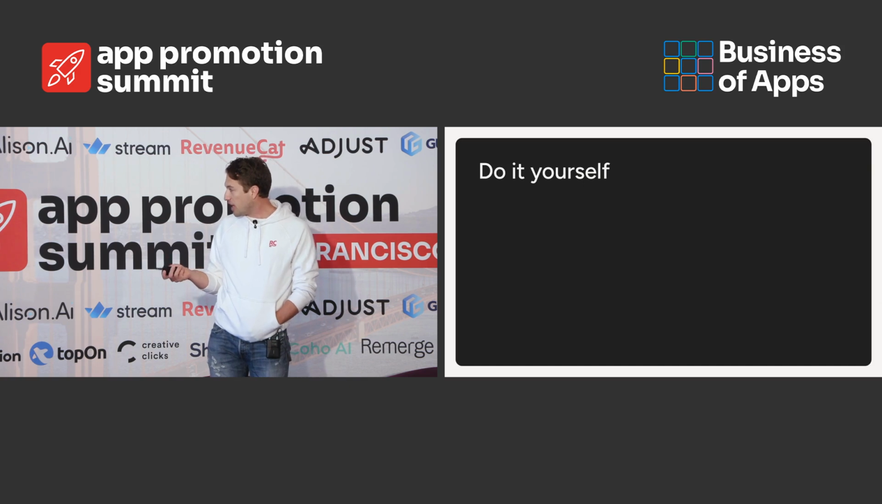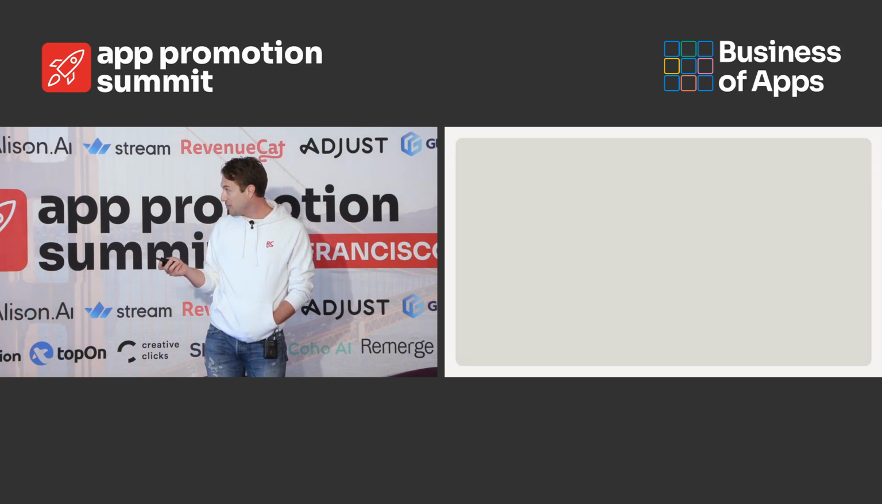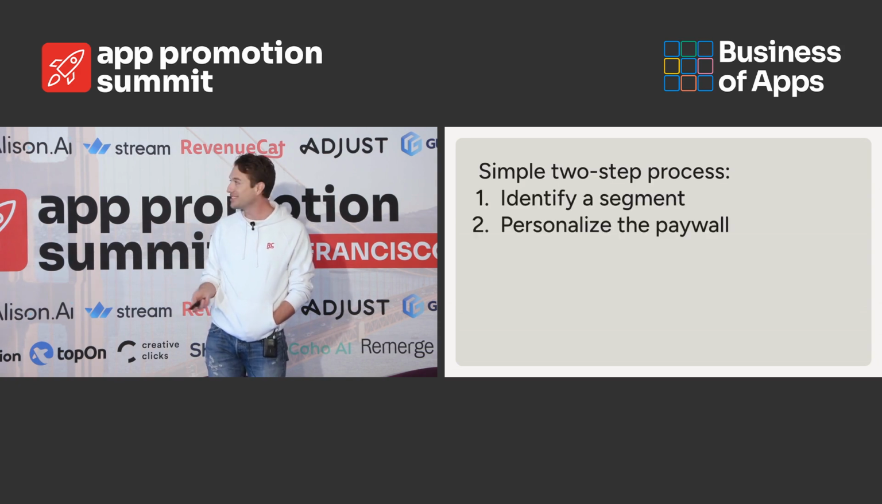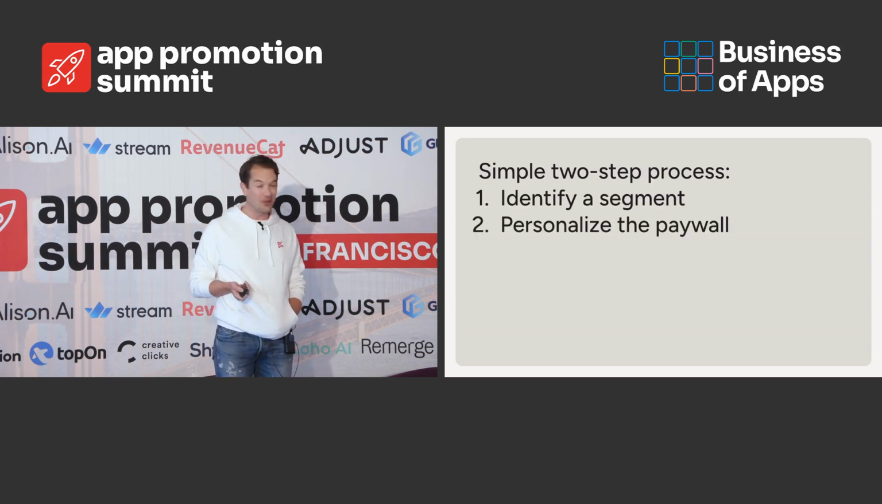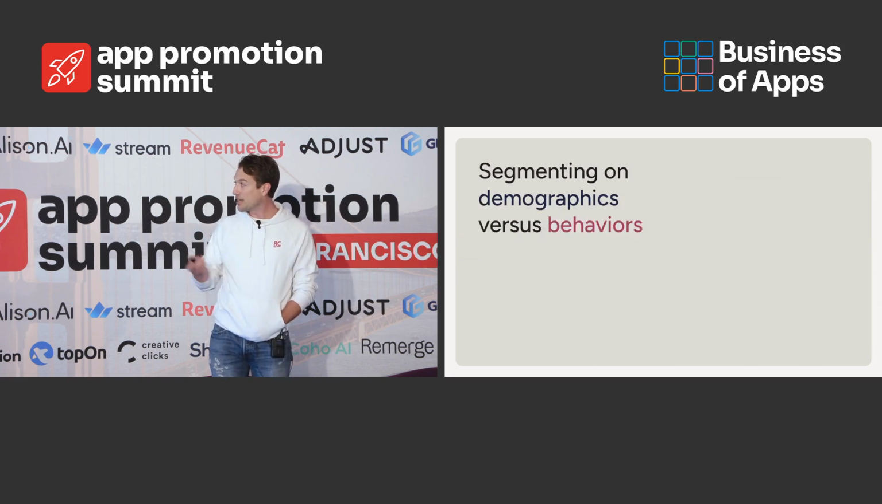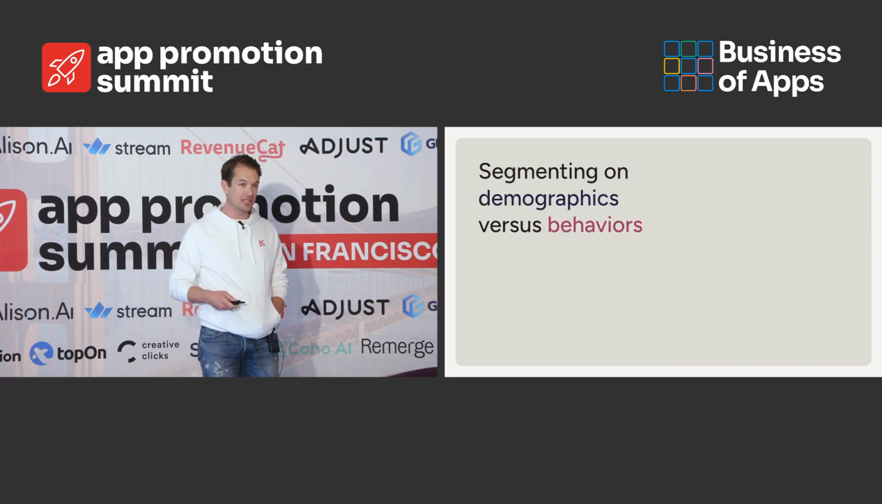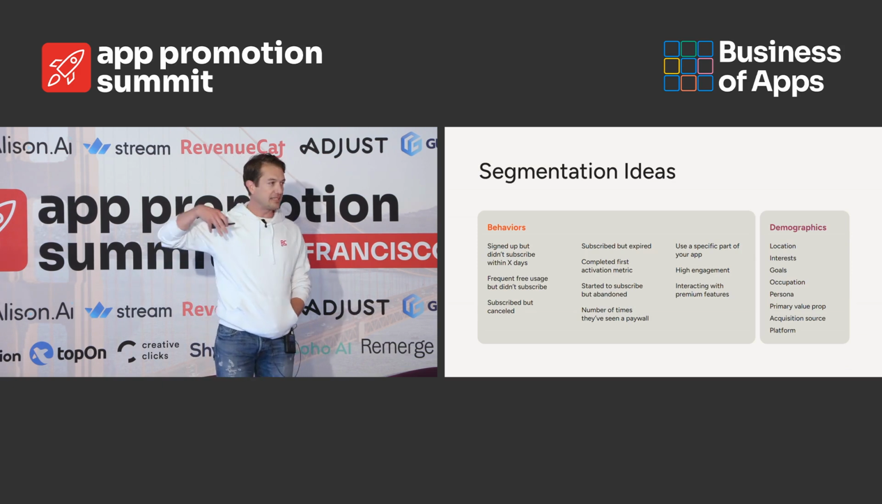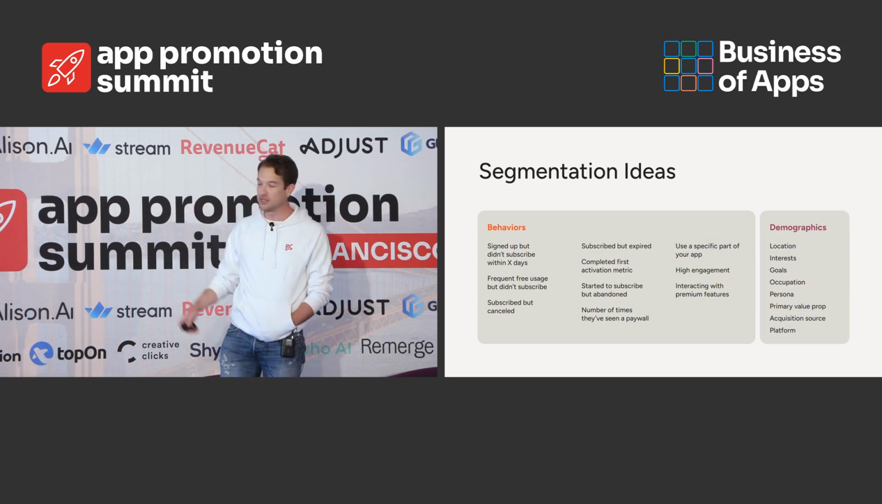We're running out of time here, so I'm going to jump ahead a little bit. To do this yourself, it's a simple 2-step process. Identify a segment, personalize the paywall. Segmenting on demographics versus behaviors. There's a lot of ideas here, and I have a link to these slides afterwards, so you can look at some of these yourself.